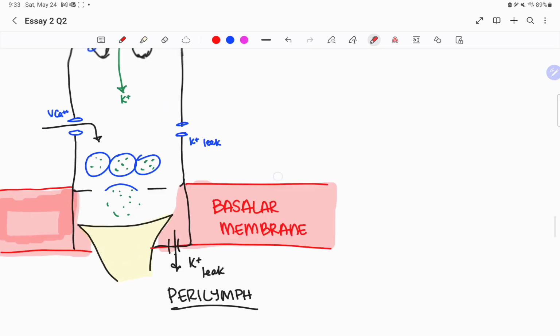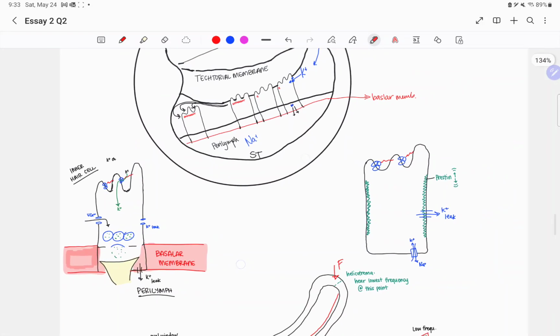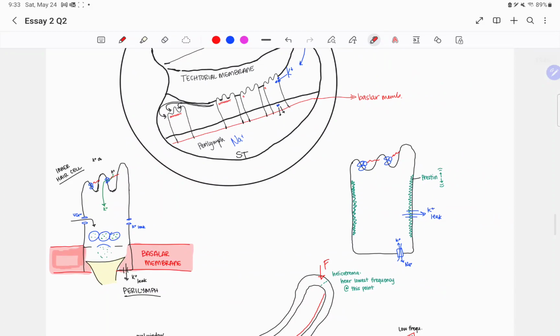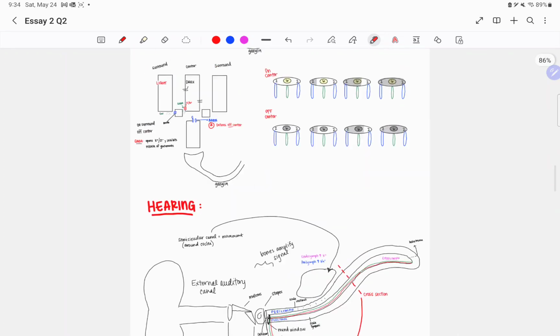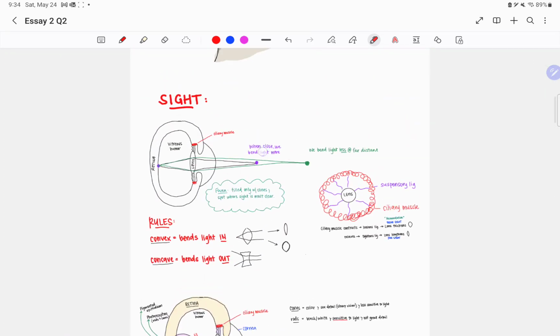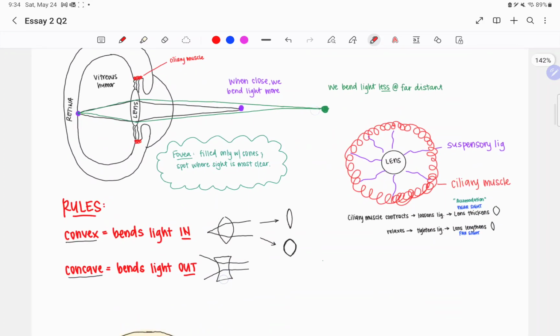Okay, pretty cool stuff. So that's really super quick, just what's happening from sound waves to fluid waves to a chemical signal and then action potentials. So that was really quick. I'll probably come back to this and talk a little bit more about it. Now we're going to jump into sight though.